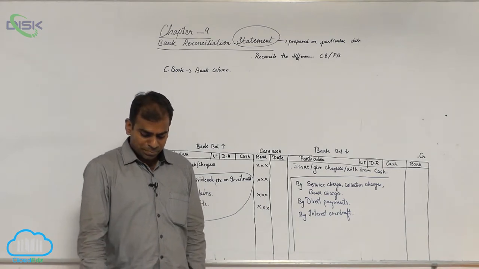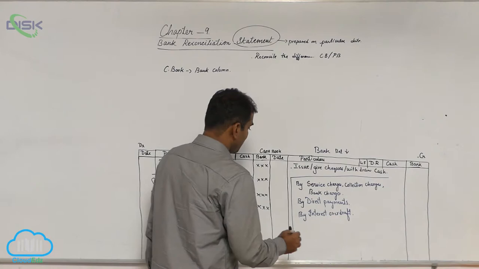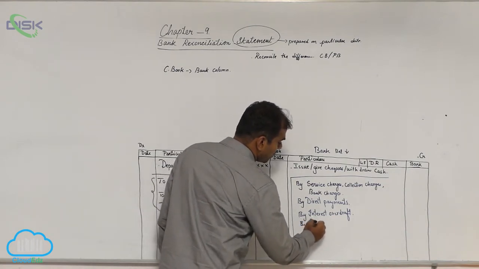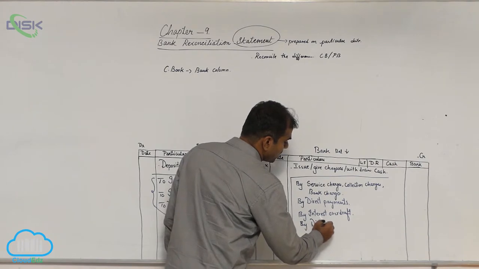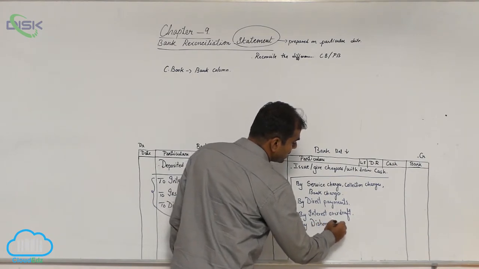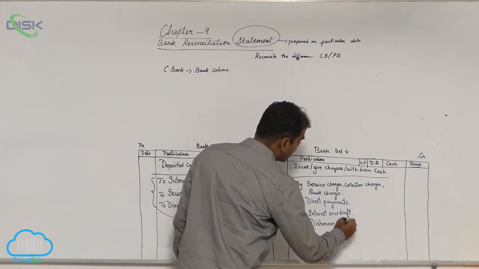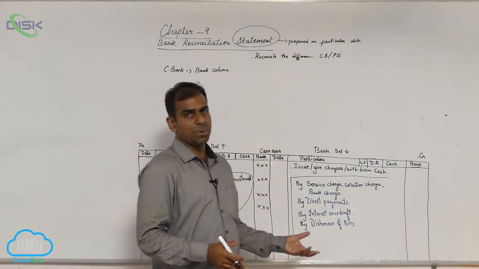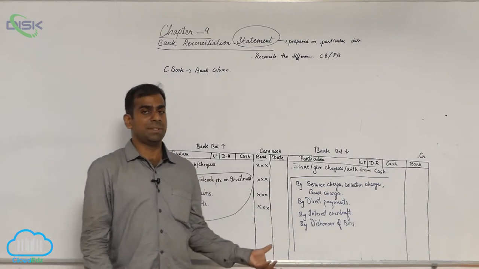Next, similarly, there is something called dishonor of bills. Even in such a case, the bank will take away money from you, which it might have given previously to you.